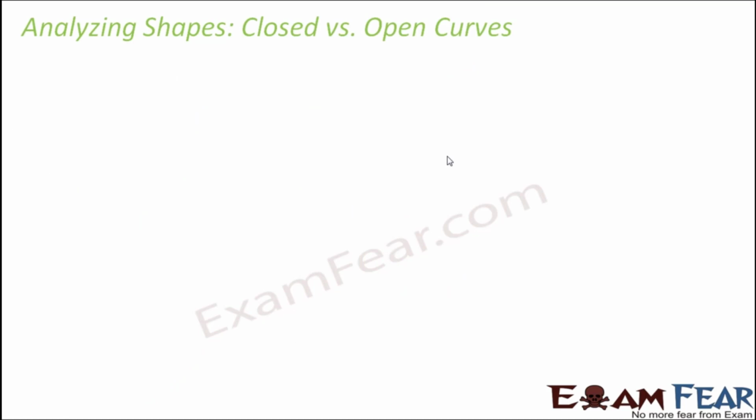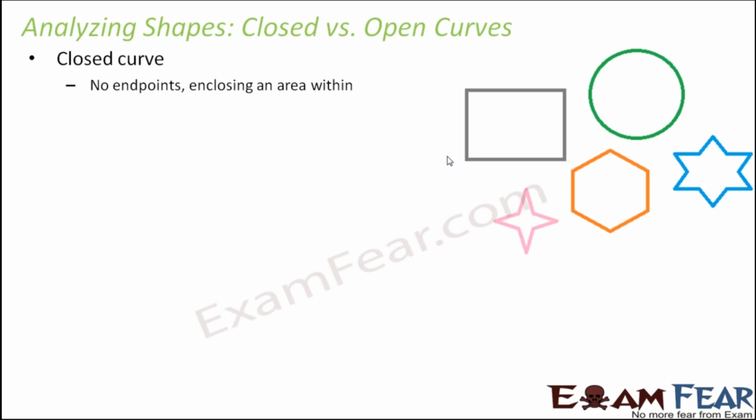Now, analyzing these shapes, we have concluded that curves can be of 2 types. It can either be a closed curve or it can be an open curve. So what is a closed curve? A closed curve is one which has no endpoints. So basically, it encloses an area within it. Look at these images. In all of these shapes, what do you see? You see that there is no concept of start point and end point. You don't know from where you started drawing this, because you really can't determine looking at this. There's no start point, no end point.